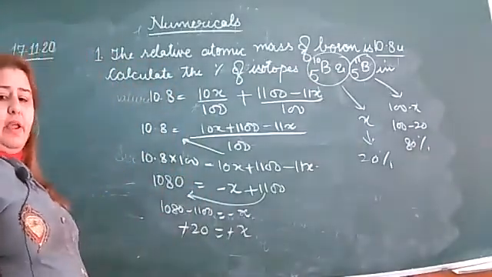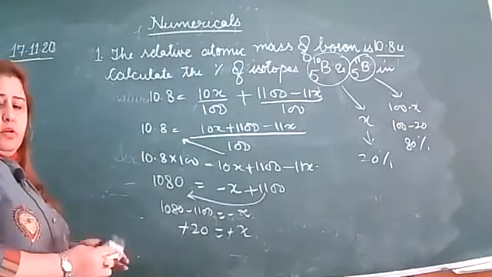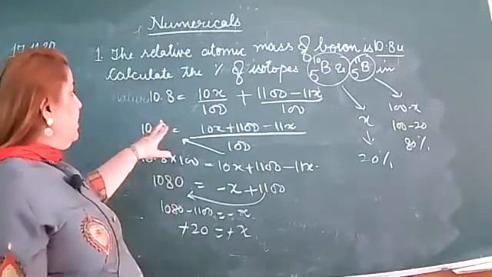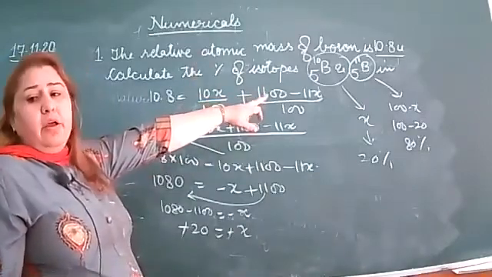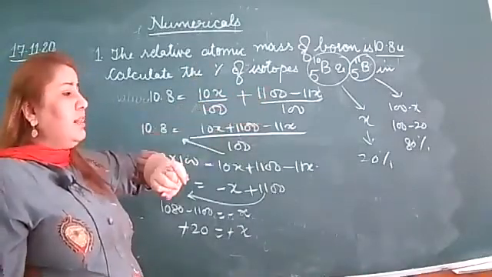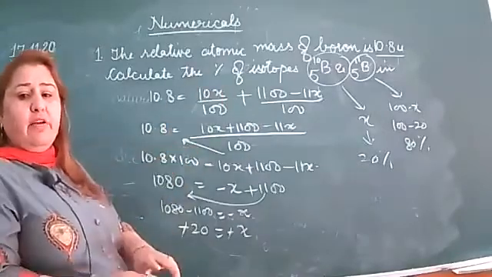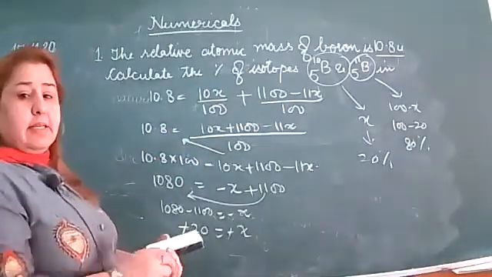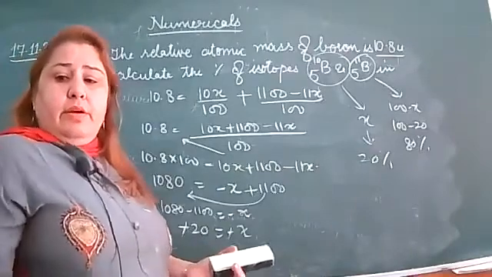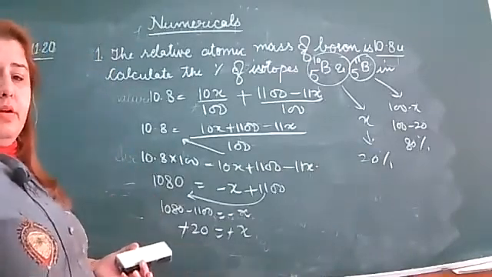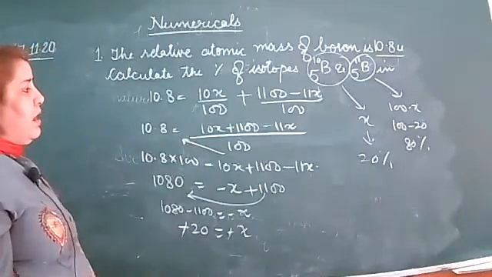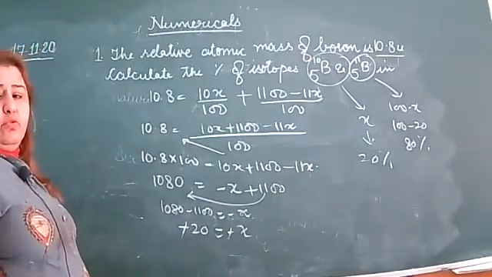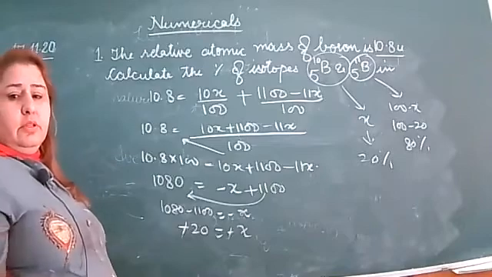Is this clear, beta? Is it clear how we have to calculate? First we have to assume 5 boron 10 is x, and 5 boron 11 is 100 minus x. Right? By this we can calculate the percentage of the two isotopes. Okay?